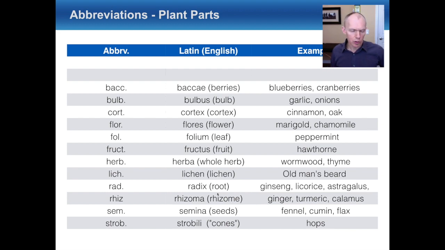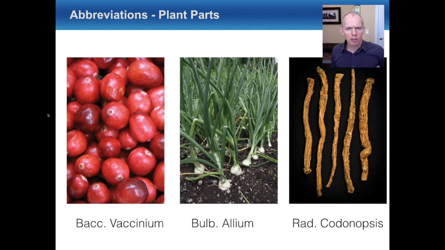So when they make beer, or you make a tincture or tea or whatever it may be from the hops, it's the actual cone that you're using, or the strobili. Okay. So you can see there's some examples of how it might be written in a book. There's cranberry, there's onions, there's Codonopsis.